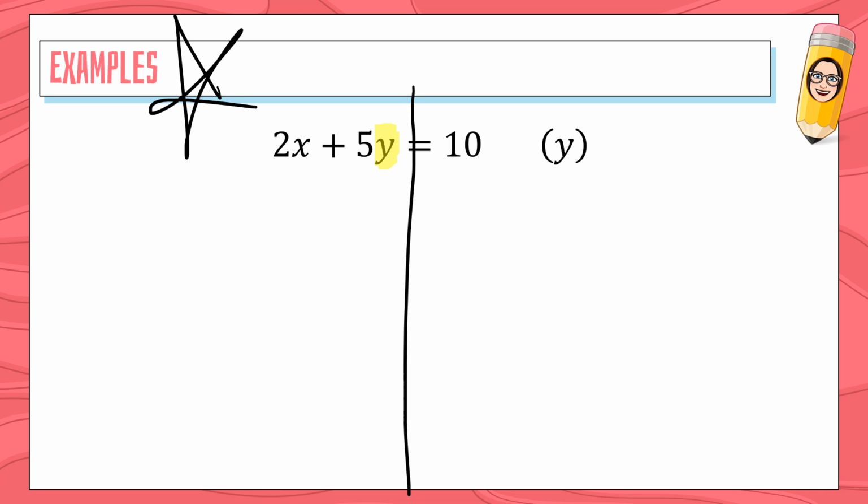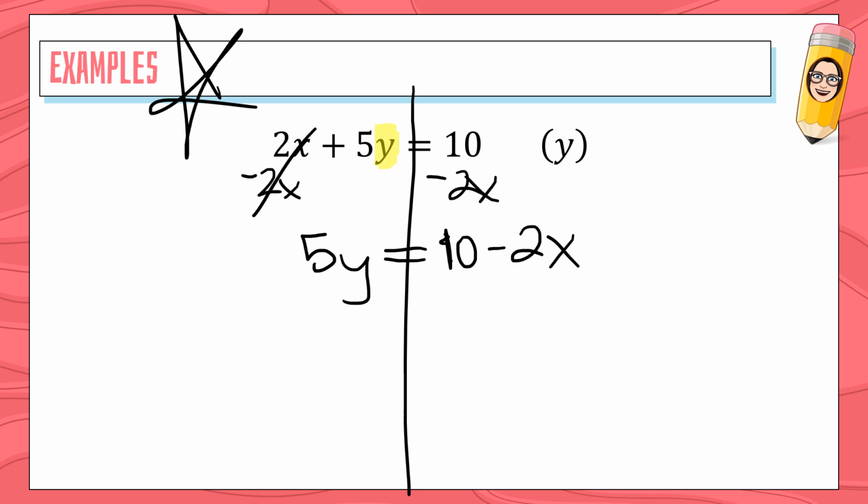Instead of a positive 2x, we're going to minus 2x. The difference is I can't actually subtract it, so I write it as I'd read it. That says 10 minus 2x. Drop down. Instead of times 5, we're going to divide 5. Divide 5. Now, here's what I want you to try.